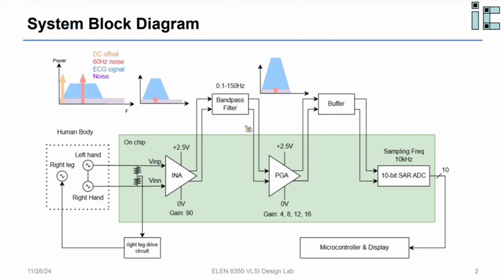The PGA has multiple gain options to fit different input strengths. As shown in the figure, the ECG signal is further amplified. The analog output of the PGA is digitized by a 10-bit differential SAR ADC at a 10 kHz sampling rate. The microcontroller will process the digital output and display it on the screen.